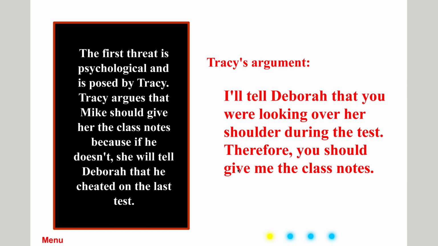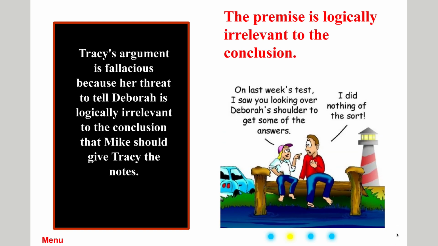So the first threat is psychological, and it's posed by Tracy. Tracy argues that Mike should give her the class notes because if he doesn't, she will tell Deborah that he cheated on the last test. The premise is logically irrelevant to the conclusion. It's fallacious because her threat to tell Deborah is logically irrelevant to the conclusion that Mike should give Tracy the notes. That's the conclusion she wants to draw.